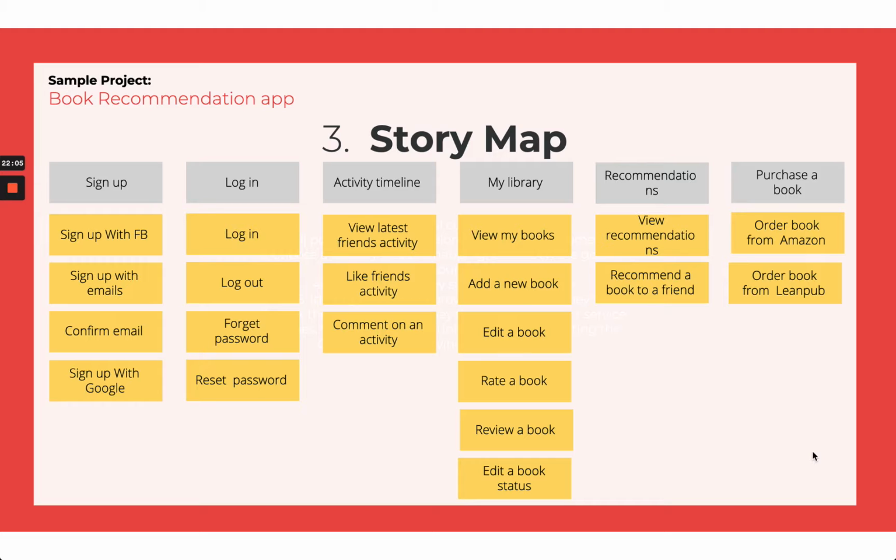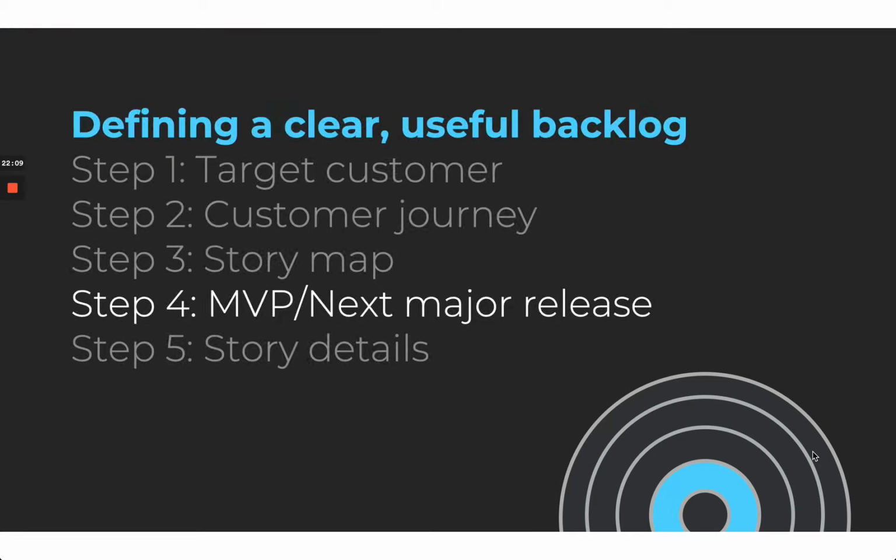Sure. So moving on, now we have identified the story map as well as the customer journey, target audience, and everything. So now what should we do with this story map? What is the next step? So the next step is to go and define the minimum viable product, or MVP, or what is the next major release in case you already have a product built. You want to see what is coming next.